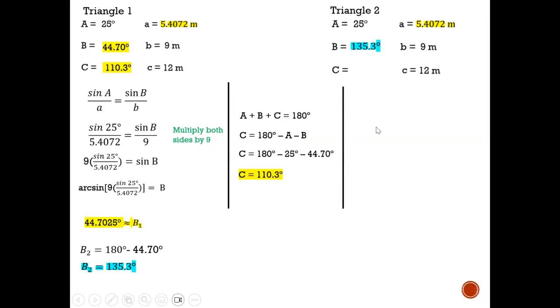Now for triangle 2, right? We use the same method as for triangle number 1. So angle C is equal to 180 minus angle A minus angle B. Plug in the values. So angle C is equal to 19.7.